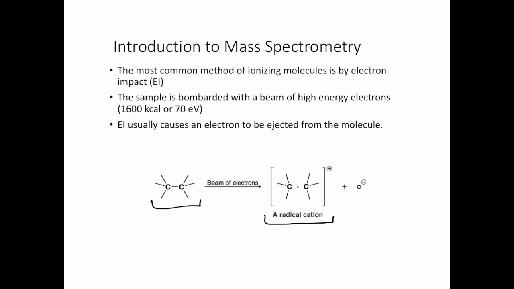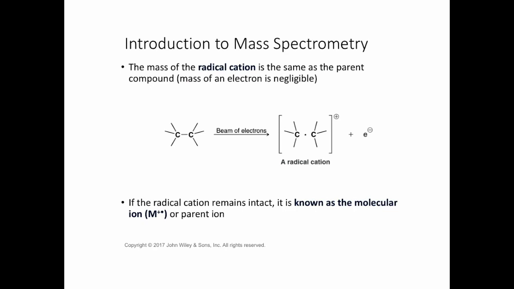Now, these can be tricky to draw because they defy our common understanding up to this point of what Lewis structures look like. You can draw it like I've shown here, but sometimes it's also drawn like the typical structure with the brackets and a dot plus on the outside indicating it's a radical cation. The mass of the radical cation that's initially formed is the same as the parent compound because the mass of an electron is very tiny, so it's essentially negligible. Therefore, if we can determine the mass of the radical cation, we can determine the mass of our compound.